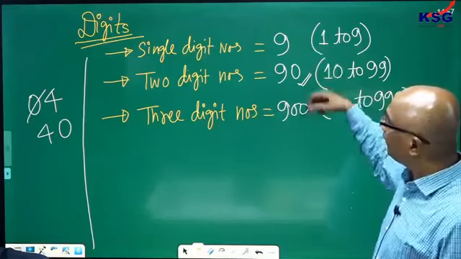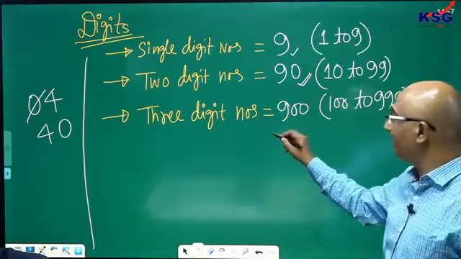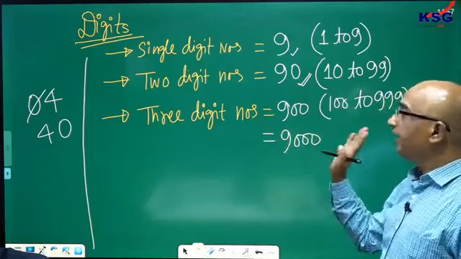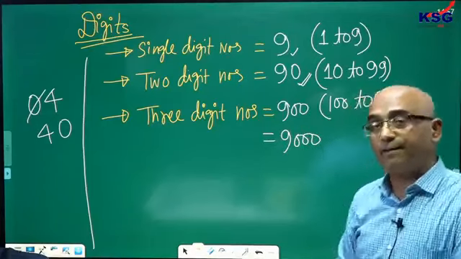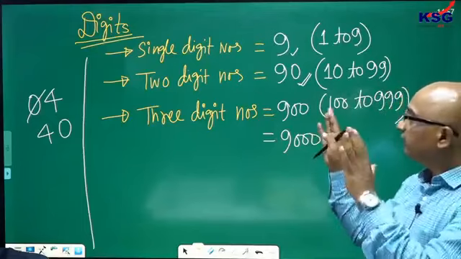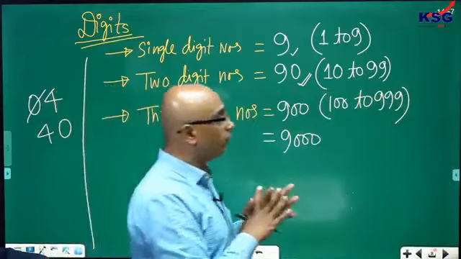So see, students, the relation between them: 9, then 90, then 900, each multiplied by 10 (9 times 10 is 90, 90 times 10 is 900, 900 times 10 is 9000). So it means there are 9000 4-digit numbers. Okay, so this is general information about single-digit, 2-digit, 3-digit and 4-digit numbers.